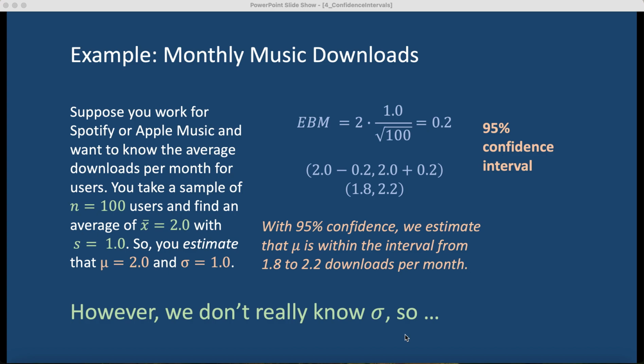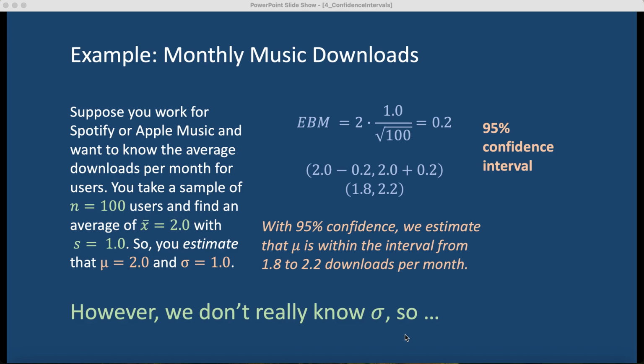Example, we have a very simple goal. We would like to estimate the average downloads per month from a music streaming service like Spotify or Apple Music. What are the average downloads per month? To get that answer, you take a sample and look at the average from that sample, and you use that average as a measure of the population value. What would be the true average downloads per month for everybody, not just the sample?